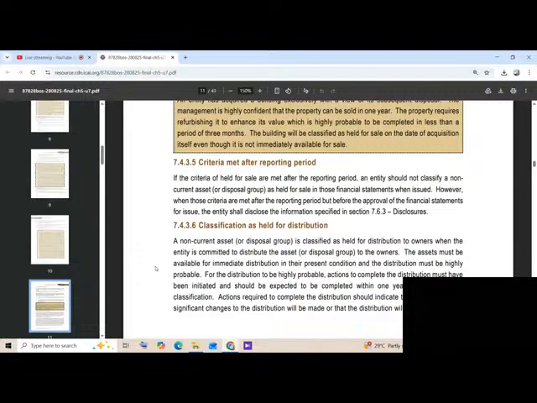Criteria met after reporting date. If the criteria of held for sale are met after the reporting period, an entity should not classify a non-current asset or disposal group as held for sale in those financial statements when issued. However, when those criteria are met after the reporting period but before the approval of the financial statements for issue, the entity shall disclose the information specified in 7.6.3 disclosures.